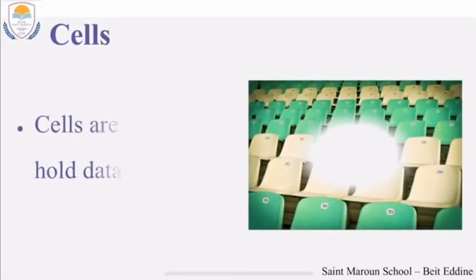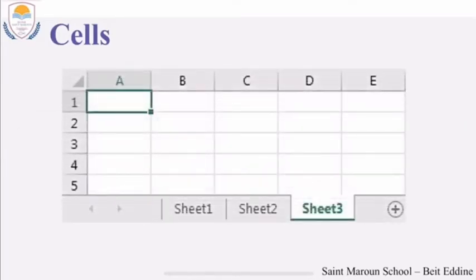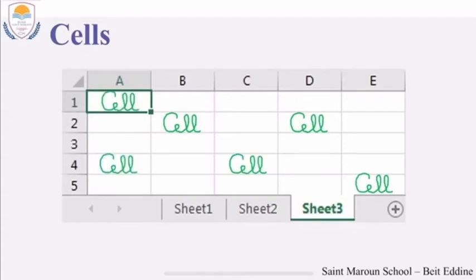First thing to learn, cells. Cells are spaces that hold data. As if we have chairs and each chair will hold a person or student. So cell holds data. As you see, this is Microsoft Excel spreadsheet. We can see the table. Each box of these is a cell. This is a cell, cell, cell. All of the boxes are cells. We can enter the data into them.